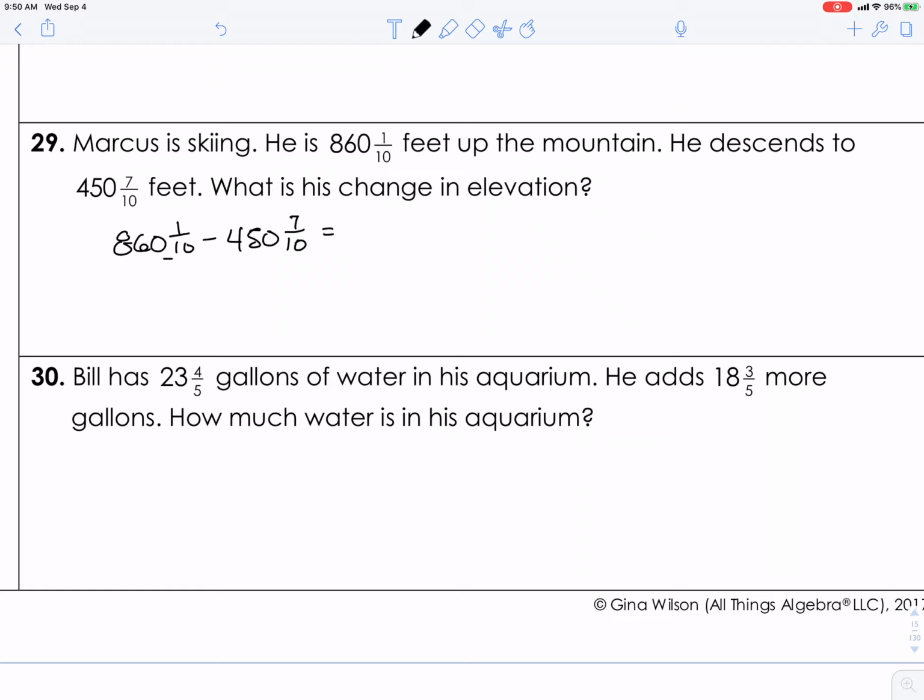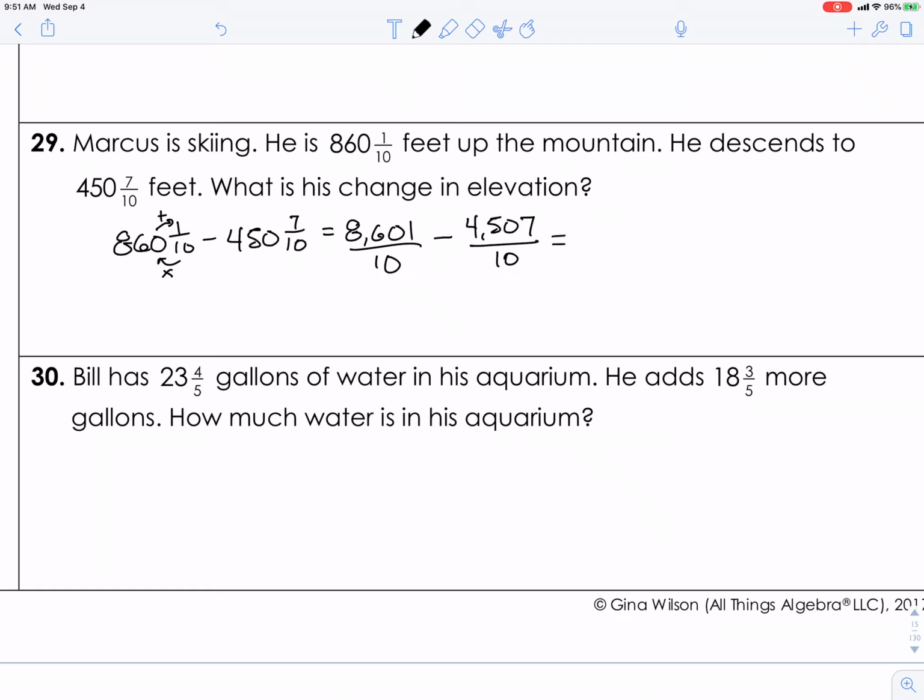Well, 10 times anything, oops, let's do this. I got to multiply to convert this thing into an improper fraction. Multiply and then add. 10 times 860, whenever you multiply anything times 10, you just add a 0 to it. So that gives me 8,600 plus 1. So I have 8,601 feet all over 10, minus 10 times 450, that's 4,500, plus 7, 4,507 over 10 equals. And then I subtract.